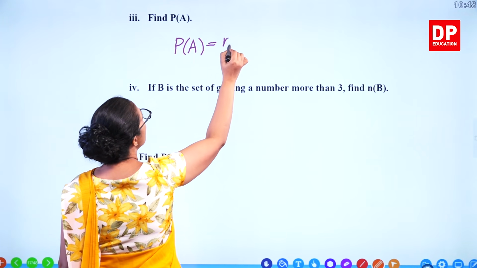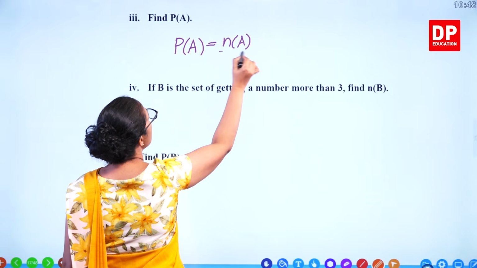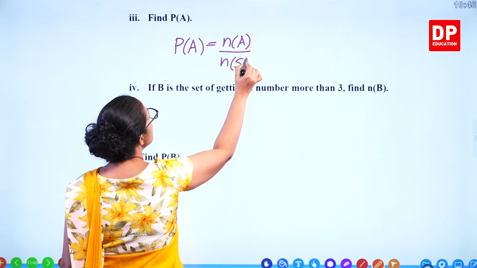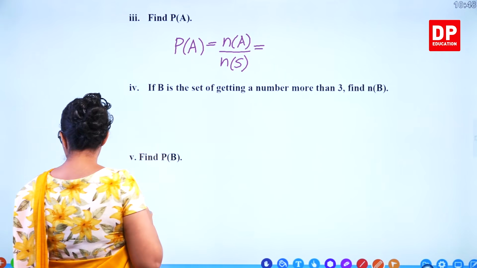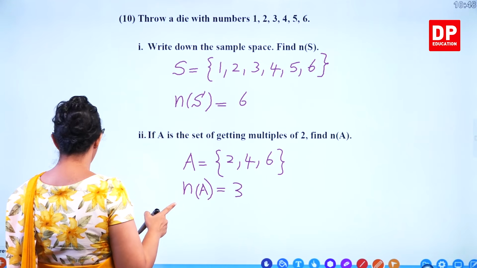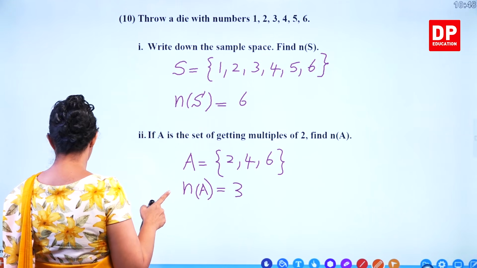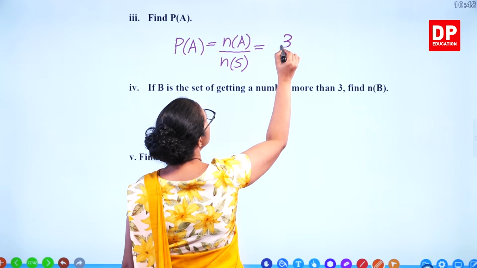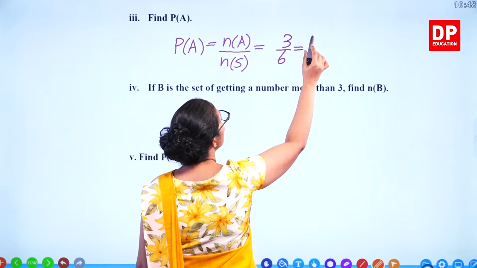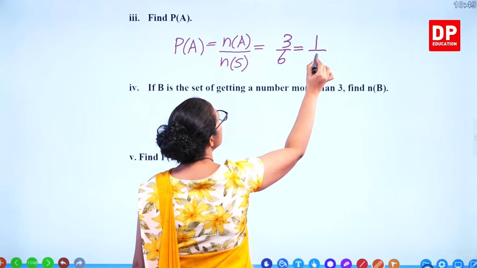That means number of elements in A divided by number of elements in the sample space. In A, that's 3. NS is 6. So 3 over 6. Divide by 3 both the numerator and the denominator. You get half.